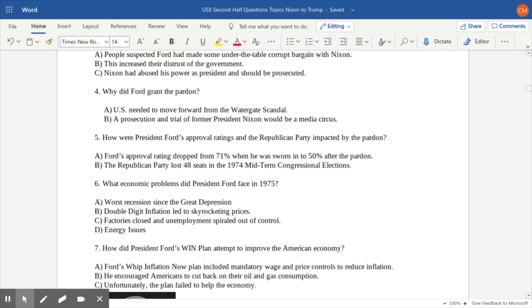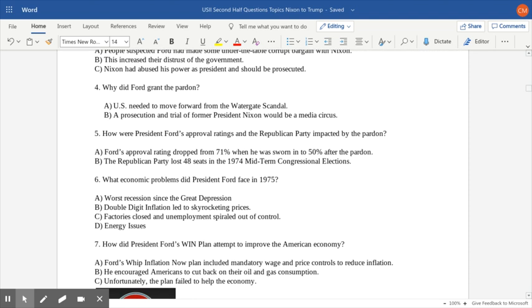Okay, when you look at question number 6, what economic problems did President Ford face in 1975? He was hit with one of the worst recessions that the country had had since the Great Depression. One of the contributing factors to the poor economy during the middle 1970s was inflation. Inflation, of course, is when the price of goods goes up, while at the same point in time your salary remains kind of flat. During this period of time, we saw a lot of factories close, a lot of people were losing their jobs as unemployment began to spiral out of control.